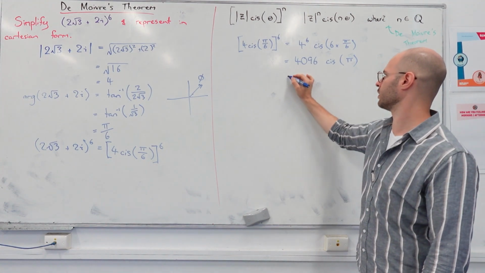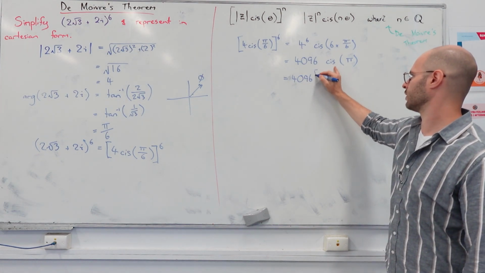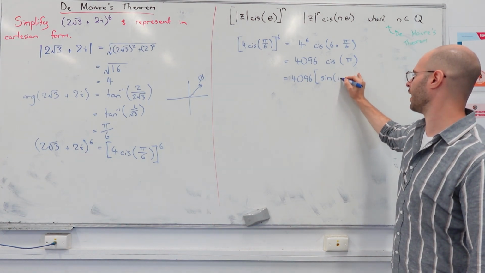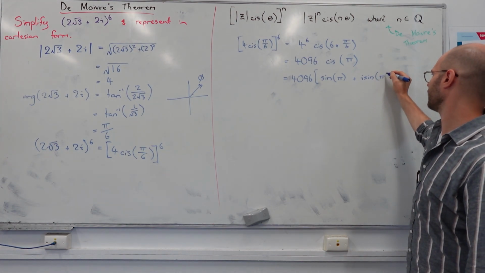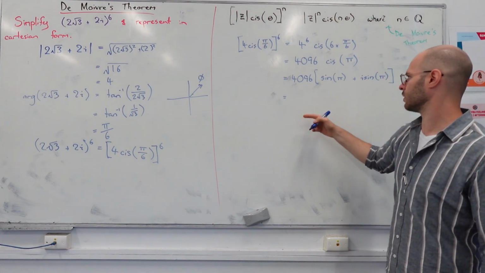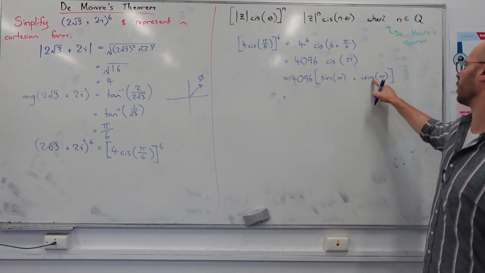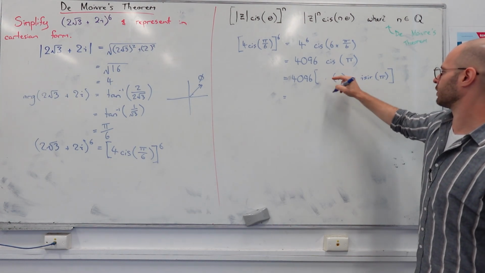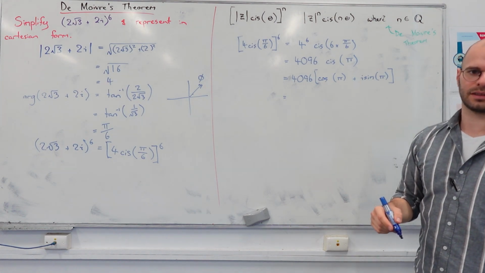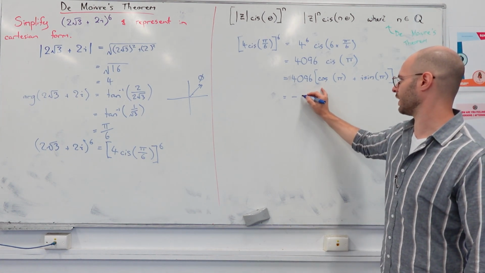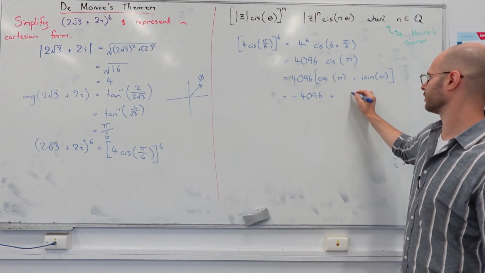Expanding this out, 4096 cos pi plus i sin pi. Cos pi is, sorry, my bad, cos pi is -1, so it's negative 4096 plus 0.